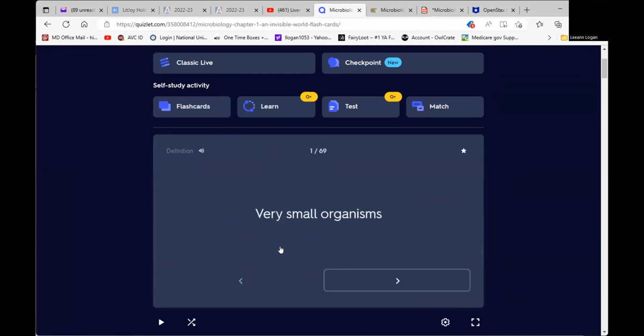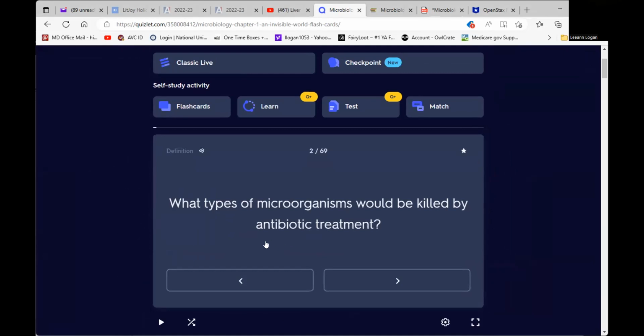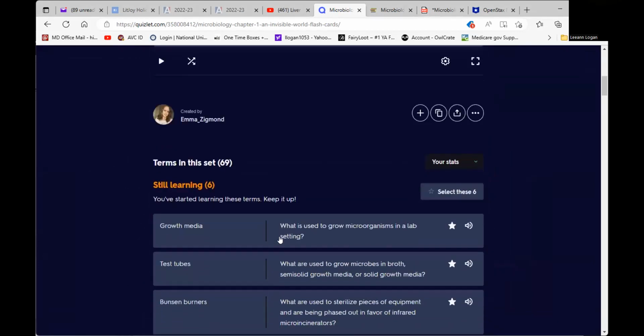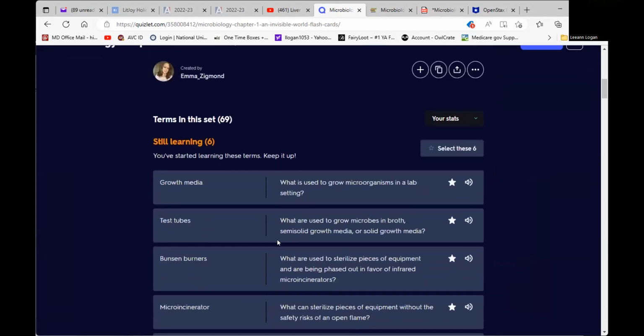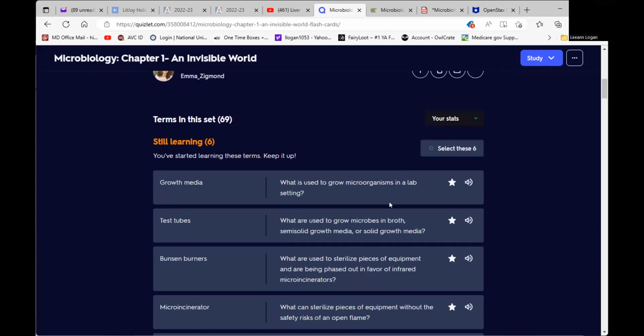Microorganisms or microbes are very small organisms. Bacteria. What type of organisms should be killed by antibiotic treatment? That would be bacteria. Okay, let's do it this way. What is used to grow microorganisms in a lab setting? That would be growth media.